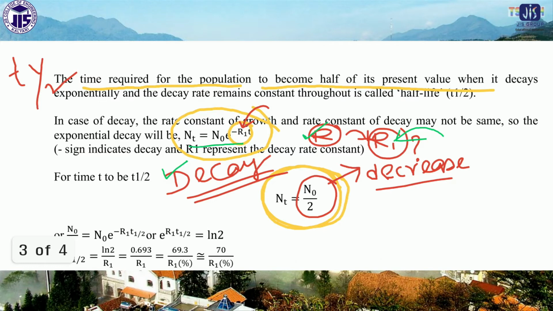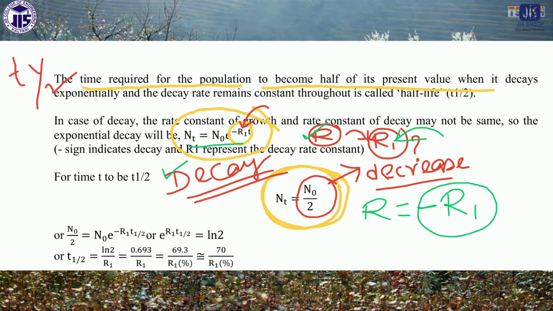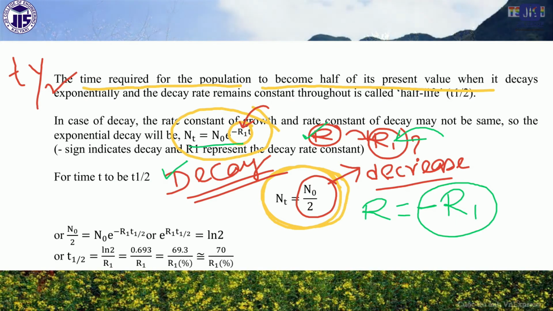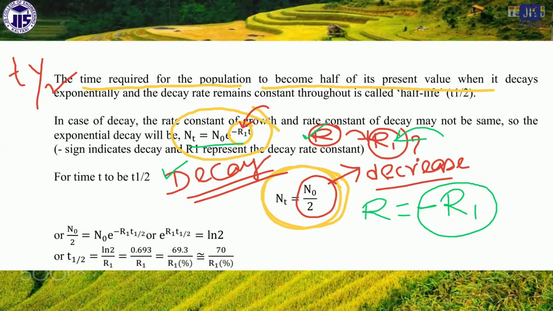So that's why, if r is the growth rate constant, we take r equal to minus r1, where minus r1 is the decay rate constant. That's why we use nt equals n0 into e to the power minus r1t. You have to keep this in mind, because it is important when we are calculating the T half. This was not applicable for the calculation of td, but it is important for the calculation of T half. So keep this fact in mind very carefully.